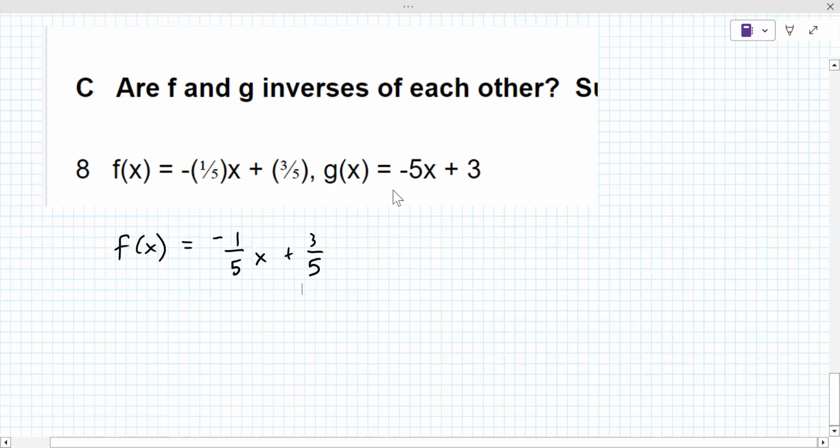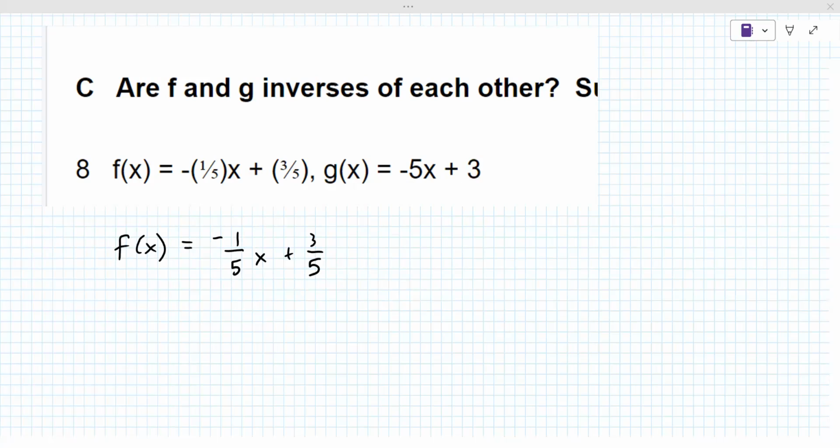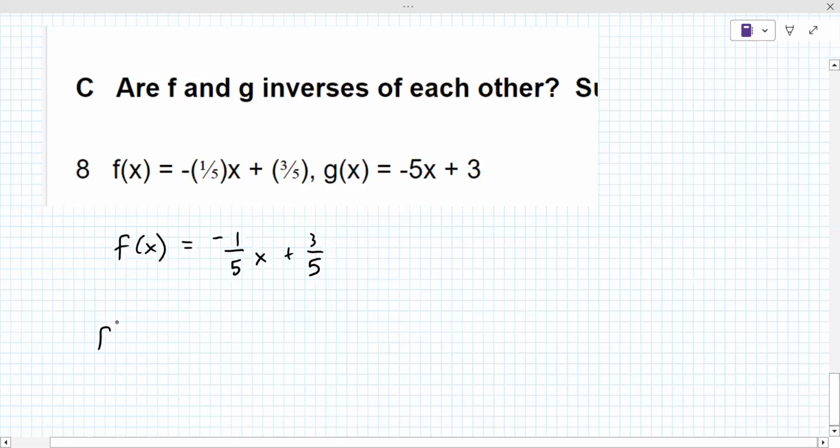So one option is to actually find the inverse of this or the inverse of this and show that they're the same. Let me look quickly and see what your textbook does. The other option is you actually have to find the composition of both, which is apparently what they want you to do. Darn. Okay. All right. Well, that's what we've got to do. So the way that they want you to do this is through composition.